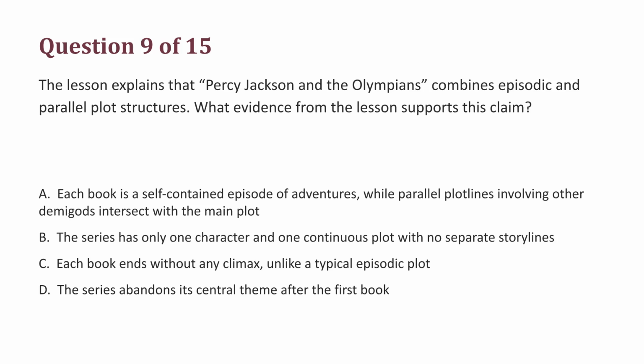Cognitive level. Analyzing. Question 9. The lesson explains that Percy Jackson and the Olympians combines episodic and parallel plot structures. What evidence from the lesson supports this claim? Here are your choices. A. Each book is a self-contained episode of adventures, while parallel plot lines involving other demigods intersect with the main plot. B. The series has only one character and one continuous plot with no separate storylines. C. Each book ends without any climax, unlike a typical episodic plot. D. The series abandons its central theme after the first book. Take a moment to choose your answer.